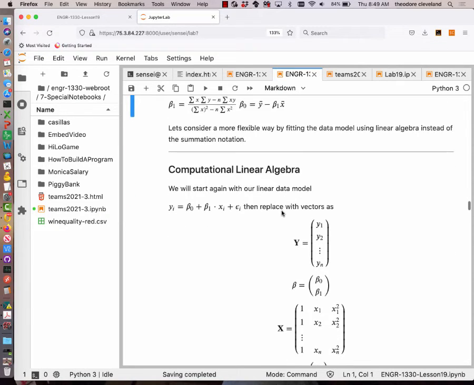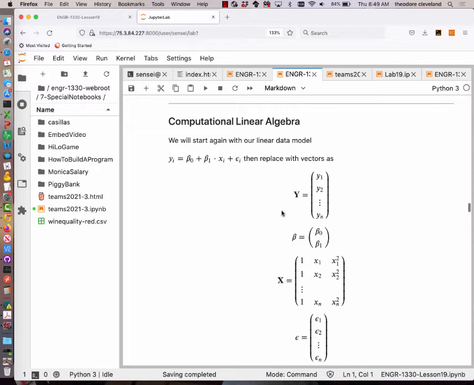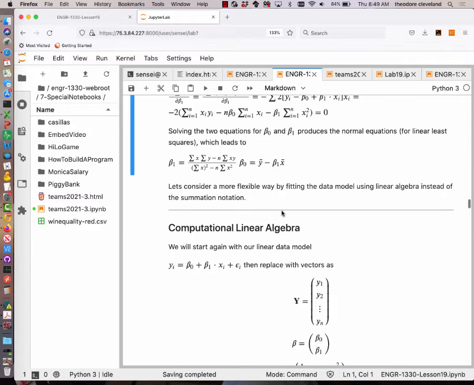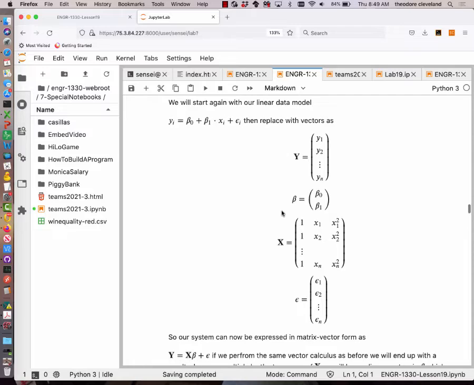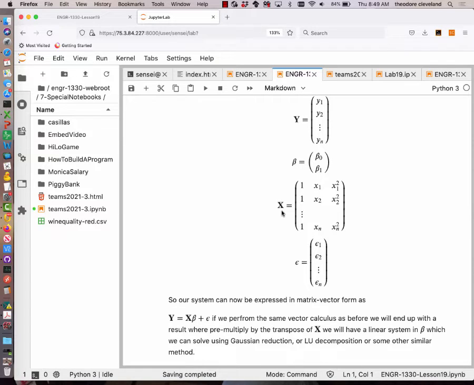Now there's a more flexible way, which is to use our friend linear algebra instead of calculus. And so in the linear algebra form, I'm now taking great liberties with linear algebra. We start with our same linear model, Y equals beta 0 plus beta 1x plus epsilon, and we'll replace it with vectors. So these now represent each of the observations. The cap Y vector is this column vector of y's. The beta vector is the vector of unknown beta 0, beta 1.